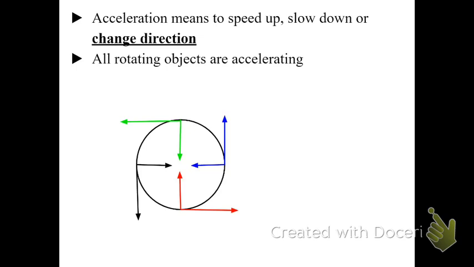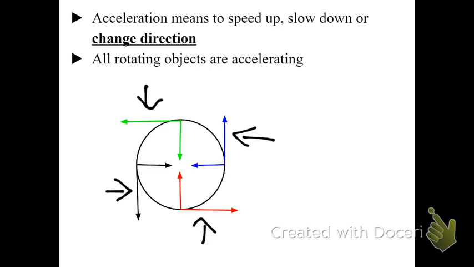So we know already that acceleration means to speed up, slow down, or here, most importantly, it means to change direction. All rotating objects are going to be accelerating. So if you look at this picture here, you've got the long lines going perpendicular, so that would be like this one here, here, here, and here. Those show our linear motion.